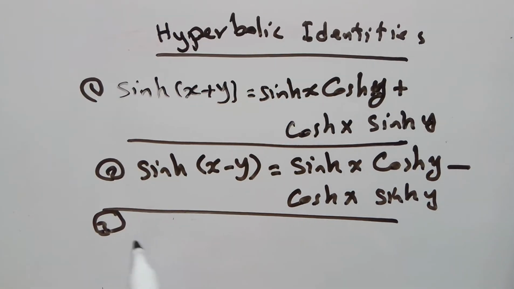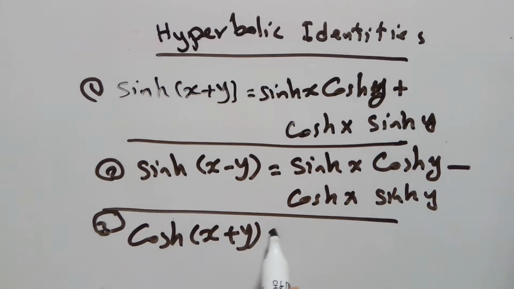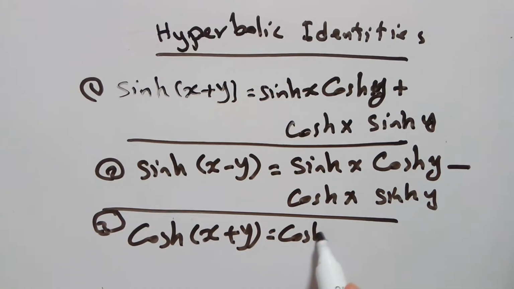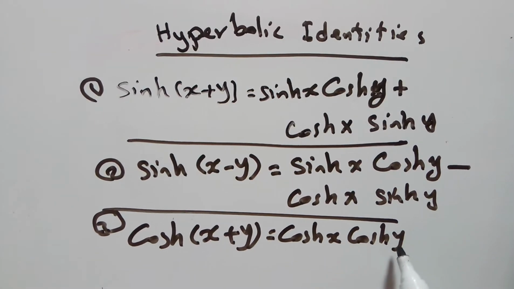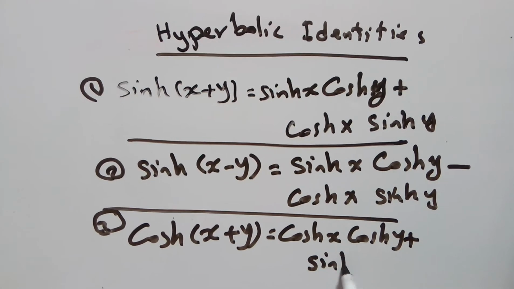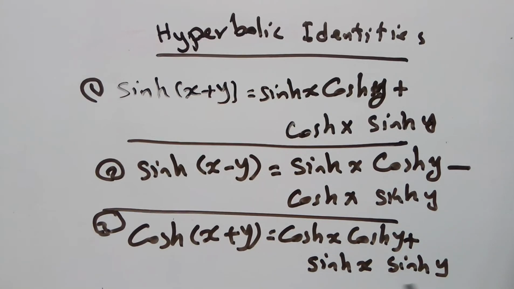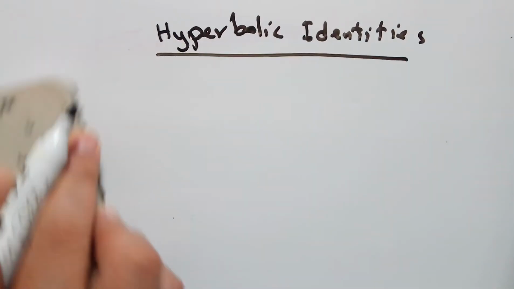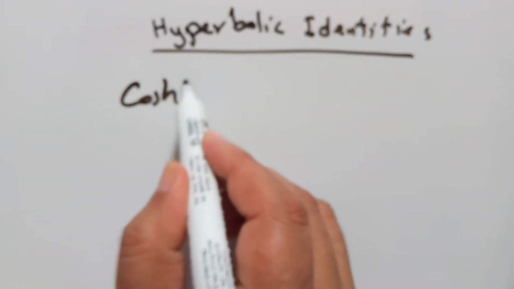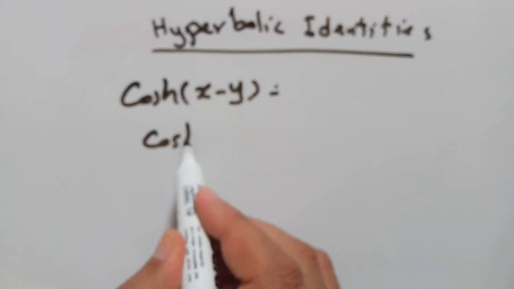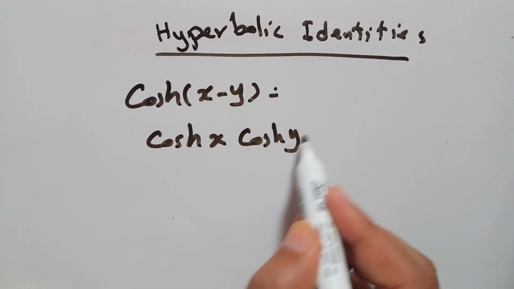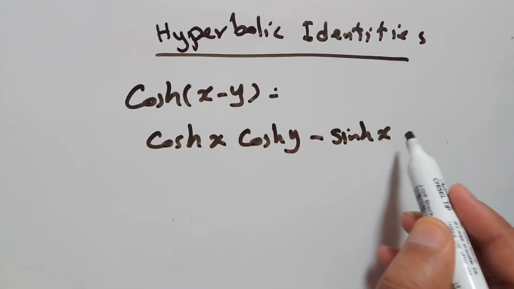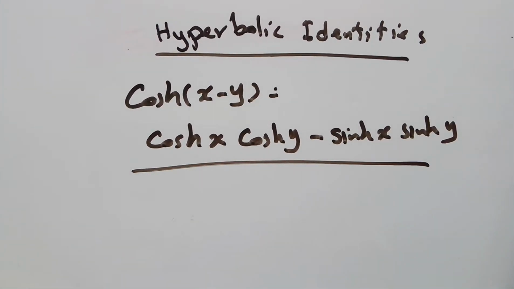Number three, hypercosine x plus y is equal to hypercosine x hypercosine y plus hypersine x hypersine y. Number four, hypercosine x minus y is equal to hypercosine x hypercosine y minus hypersine x hypersine y. I think it is similar to the rules for the trigonometric identities, but we have different signs between them.